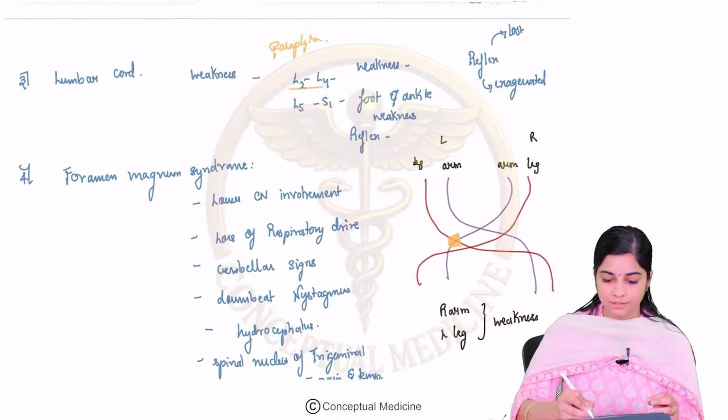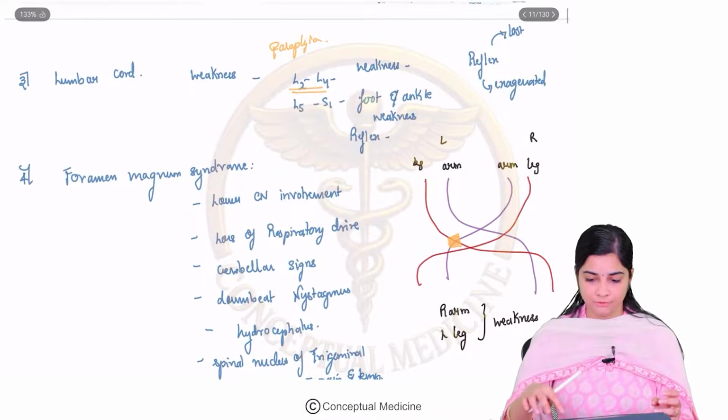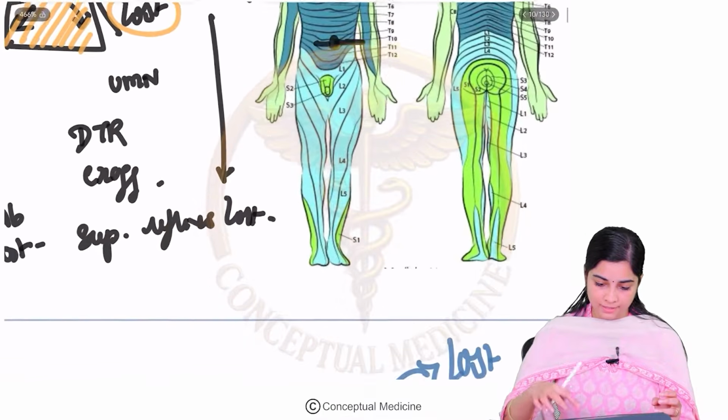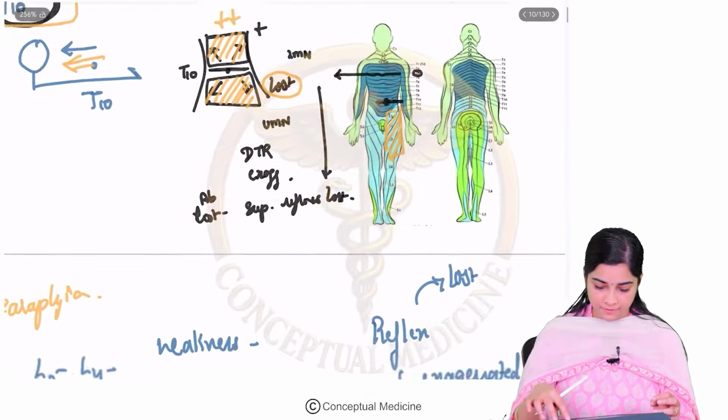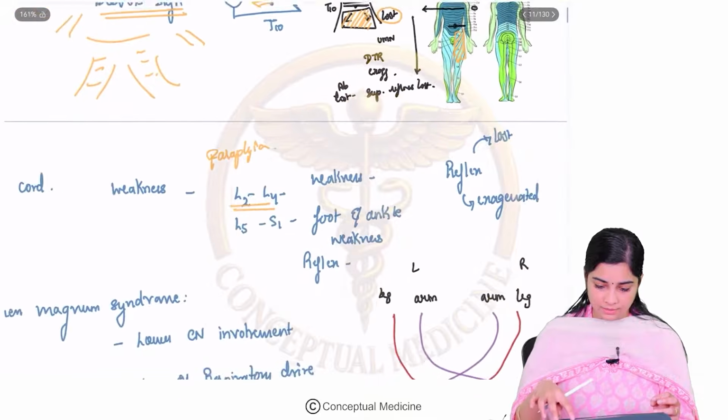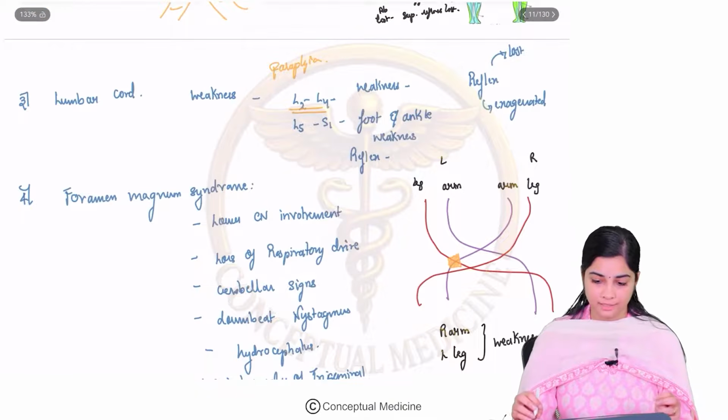Then, lumbar cord L2, L3, L4. Let us look at the supply. Where is your L2, L3, L4? It is this part, right? So, it is predominantly your thighs. Okay, fine. So, what is the weakness at the level of L2, L3, L4?